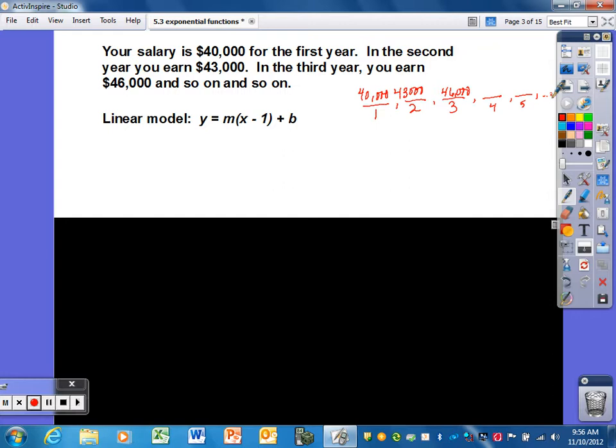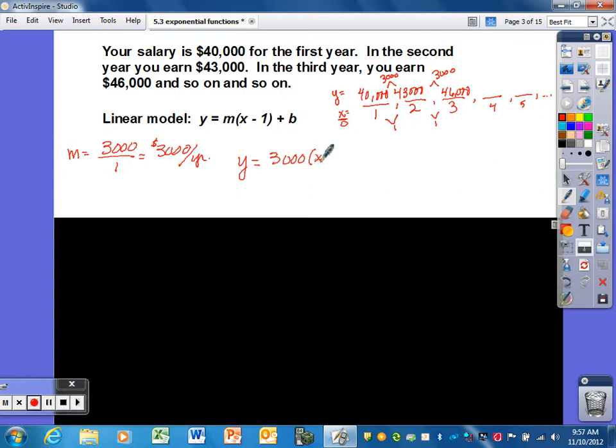Now, I told you it was a linear model, but can you tell me how I know it's a linear model? These would be my y's, and these would be my x's, because it would be dollars earned per year. So the change in my y's is 3,000 over the change in my x's is 1. So my slope is 3,000 over 1, or $3,000 per year. So when I put it in my model, y equals m, 3,000.